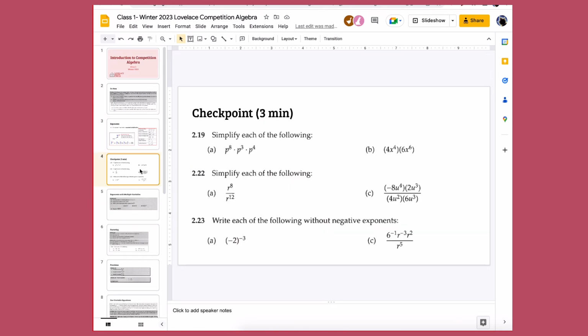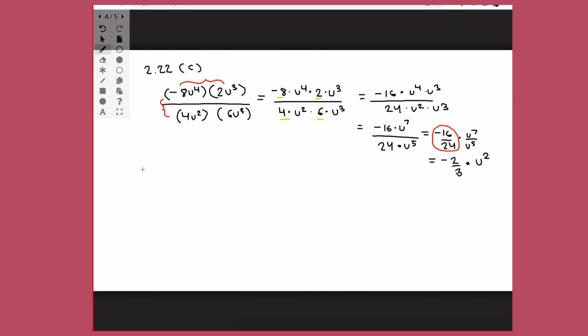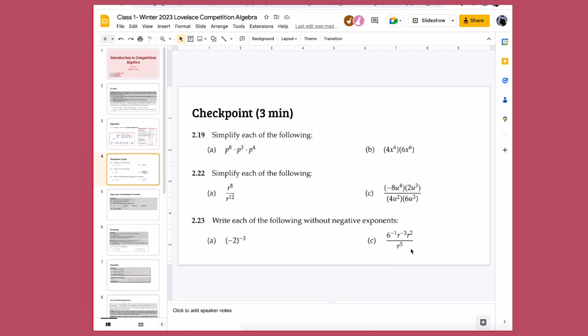I think we can skip 2. Actually no, we shouldn't do that. So let's go back and do 2.23c. So this problem here, and I'll give you guys a minute to do that as well.